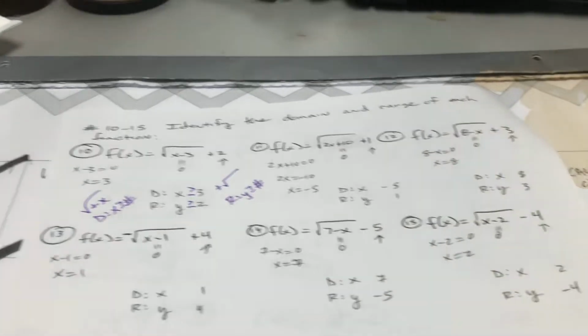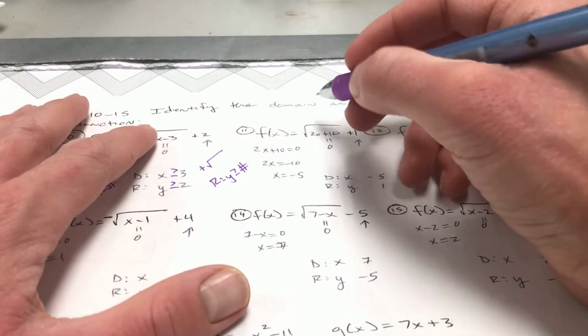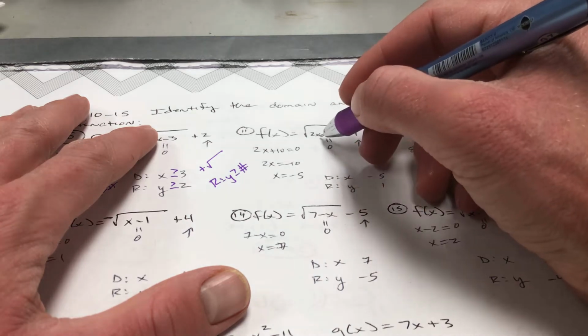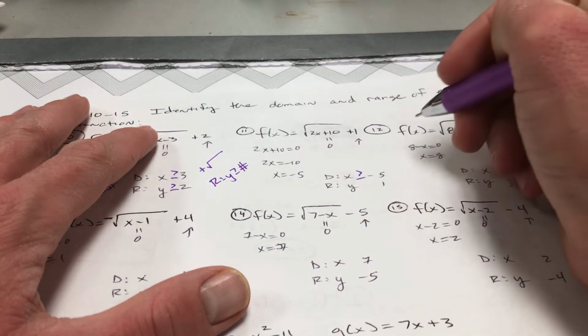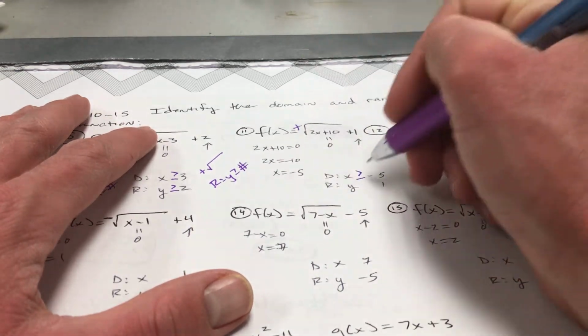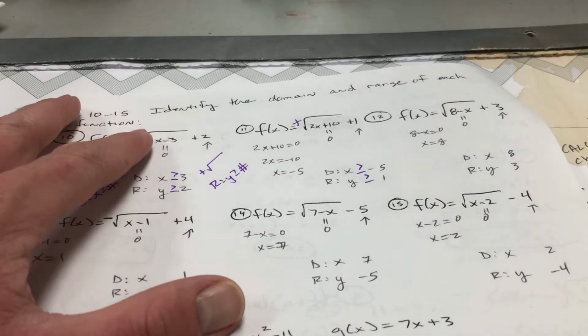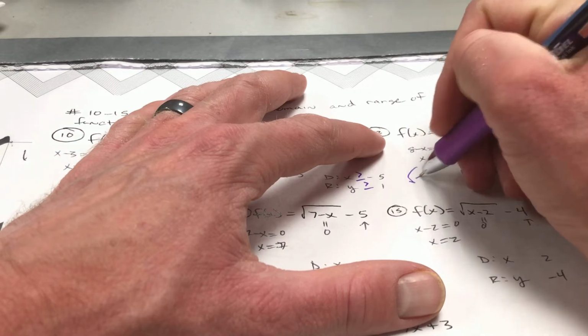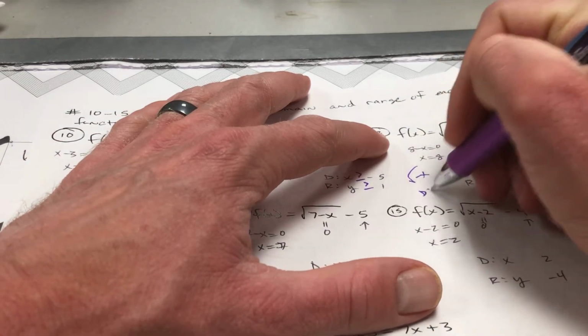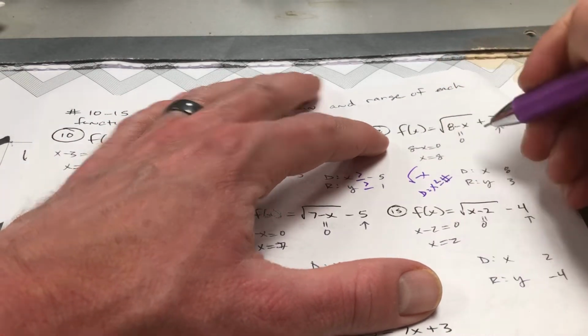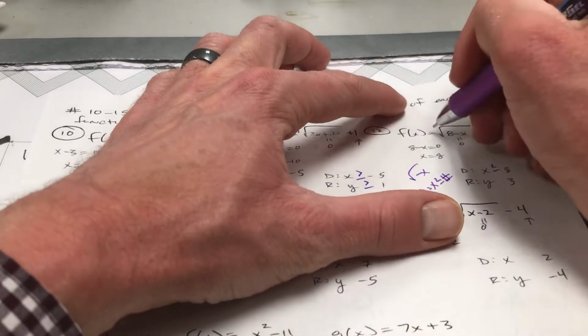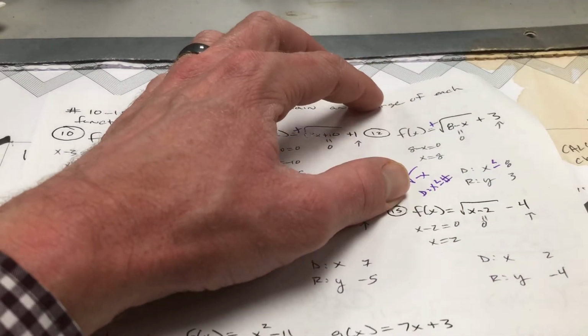All right. Number 11, again, you have a positive x inside the square root. Domain is x greater than or equal to negative 5. That is a positive square root function, y greater than or equal to 1. Now on 12, you have a negative x on the inside of the square root, so the domain has to be x less than or equal to 8. That is still a positive square root function, so the range is y greater than or equal to 3.